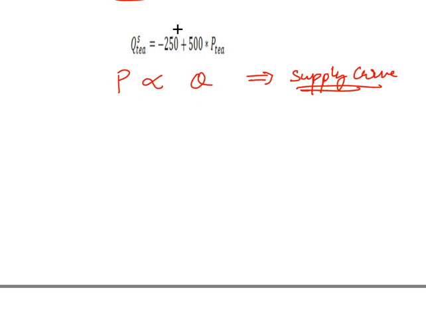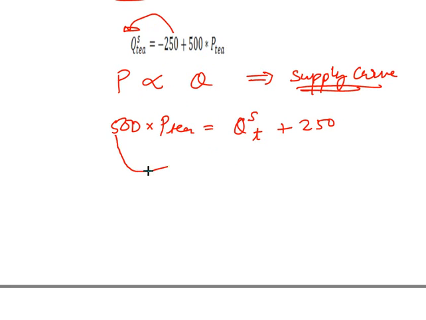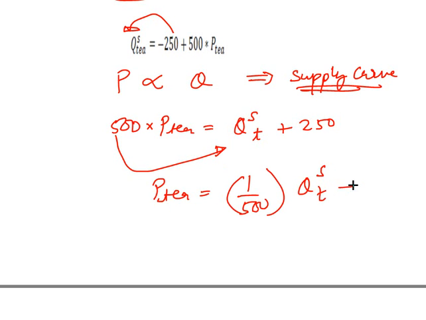So what we can do is shift this to this side. We say that 500 into the price of tea is equal to the quantity supplied of tea plus 250. And bringing this coefficient over here, we can say that the price of tea is 1 by 500 into the quantity of tea supplied plus 250 by 500.